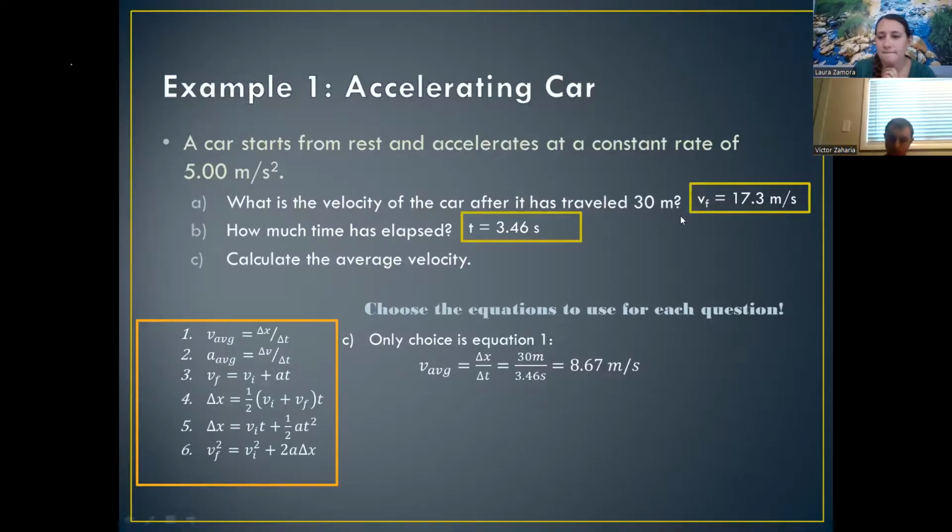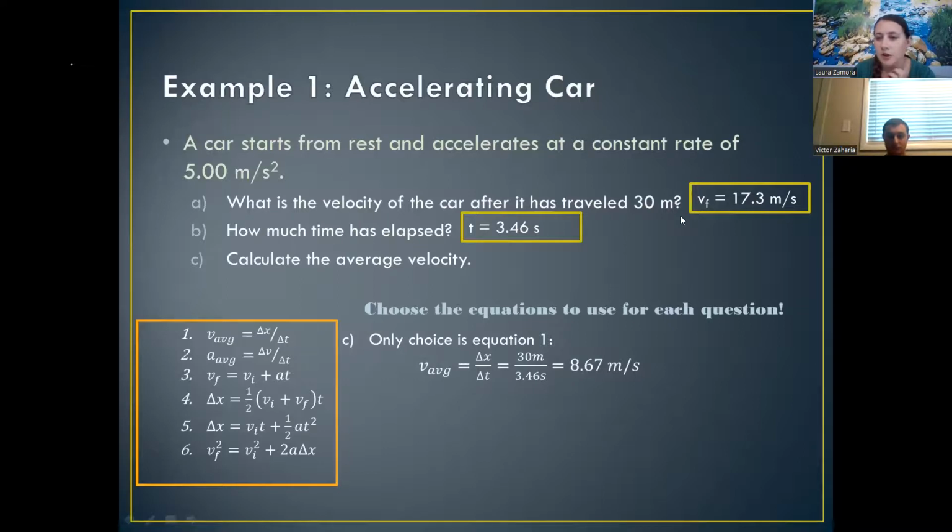What equations did we use for A again? Was it 6? It was number 6 for part A. And you could have used 3, 4, or 5 for part B. I chose 3 because it was simplest. And then for part C, I chose equation 1.